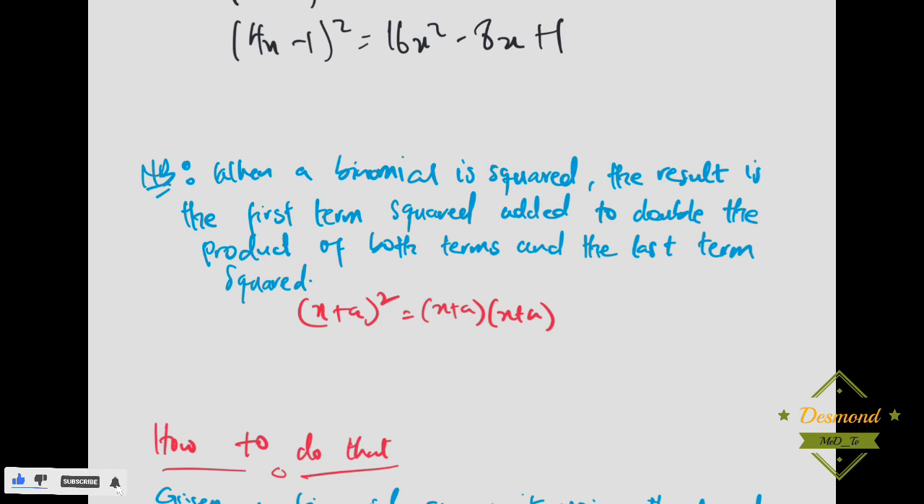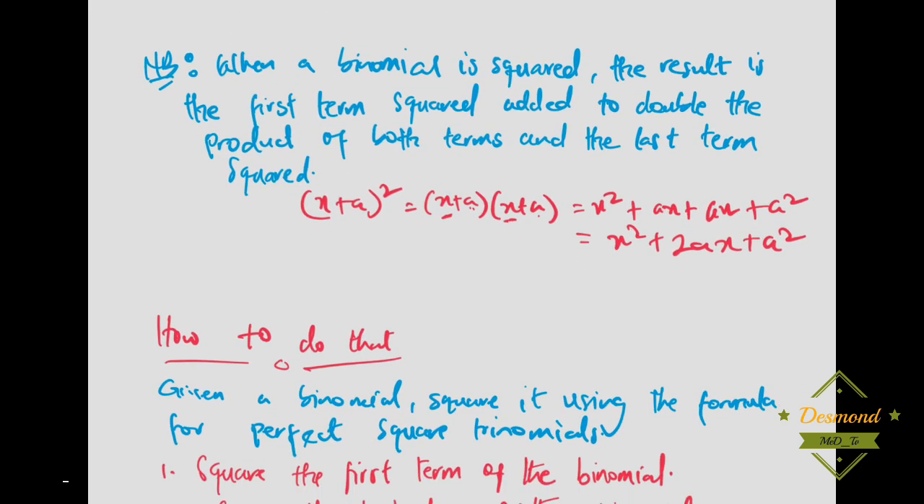Now when you do this, we multiply x times x, and we get x squared. The next one is multiplying x times a, and we get ax. The next one, x times a, again gives ax. The last one is a times a, and we get a squared. So when we do it, we should get x squared plus 2ax plus a squared. That's what we mean.